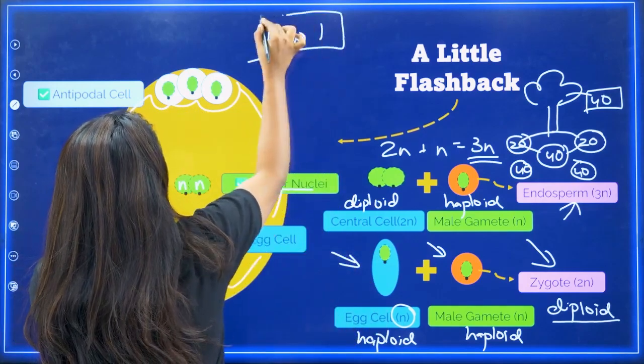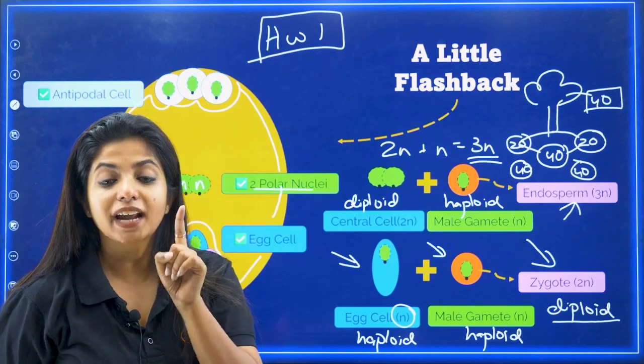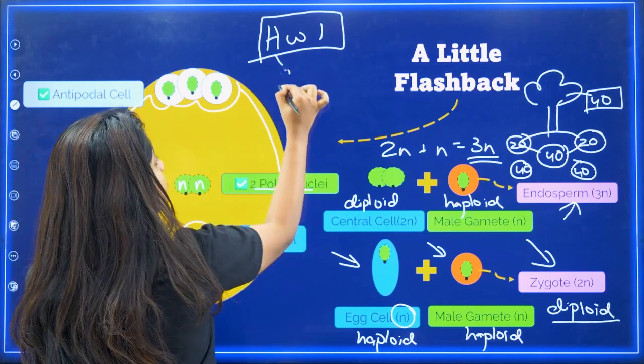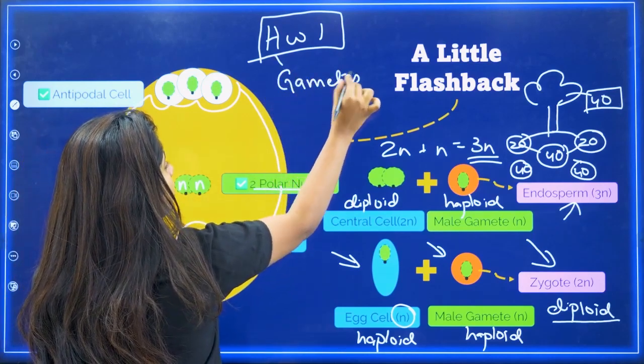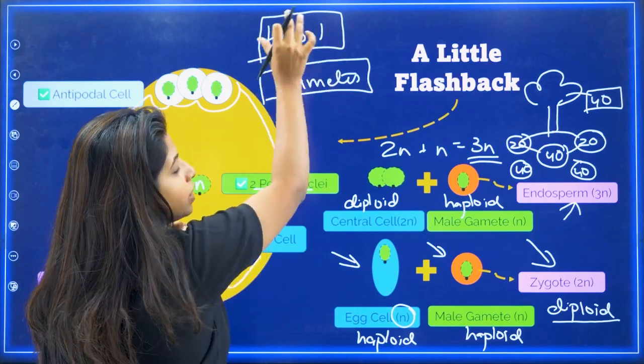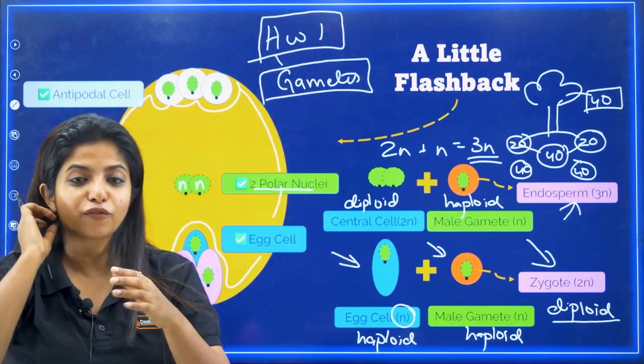Okay, one homework question out there. Homework question 1, mid-session. What is the type of division that the gametes undergo? Can you put homework number 1 and then answer the question? It will be really easy for me to understand.